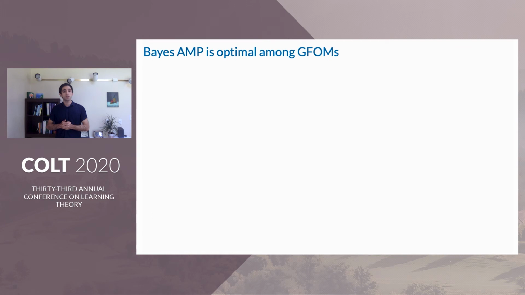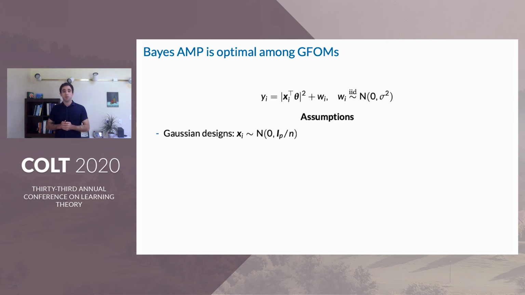To summarize, we show that Bayes AMP is optimal among general first-order algorithms. To be completely thorough, I'm now going to list all the major assumptions under which this statement is true. First, we assume that the measurement vectors in the phase retrieval problem are Gaussian random vectors.